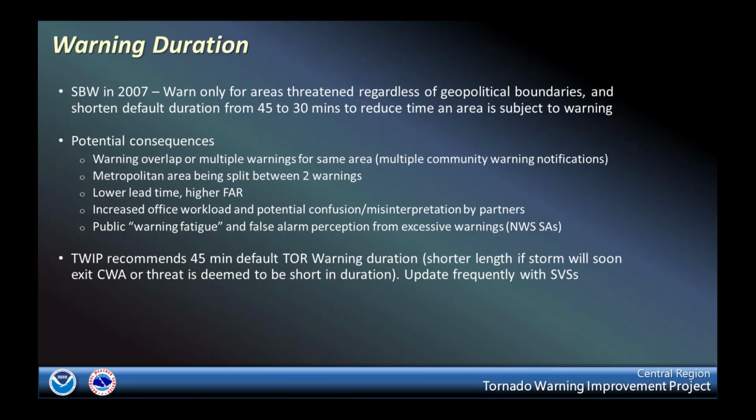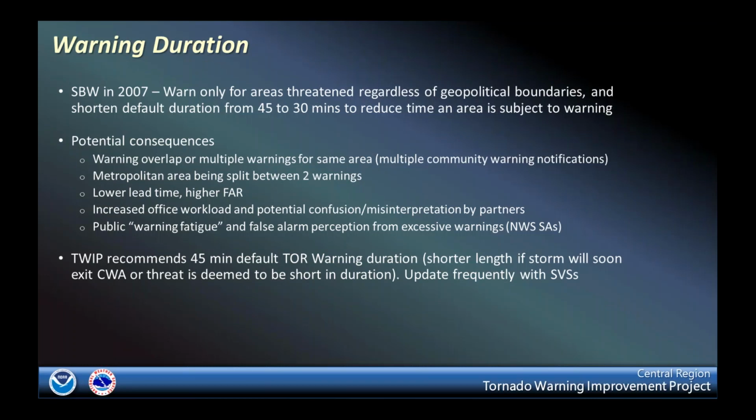Now, some national service assessments have come out and said that there is this thing called warning fatigue, that the public can get this false alarm perception if there are too many warnings issued, and that's regardless of whether the warning is actually verified or not. So we discussed this amongst the TWiP, and we recommend a 45-minute default tornado warning duration.